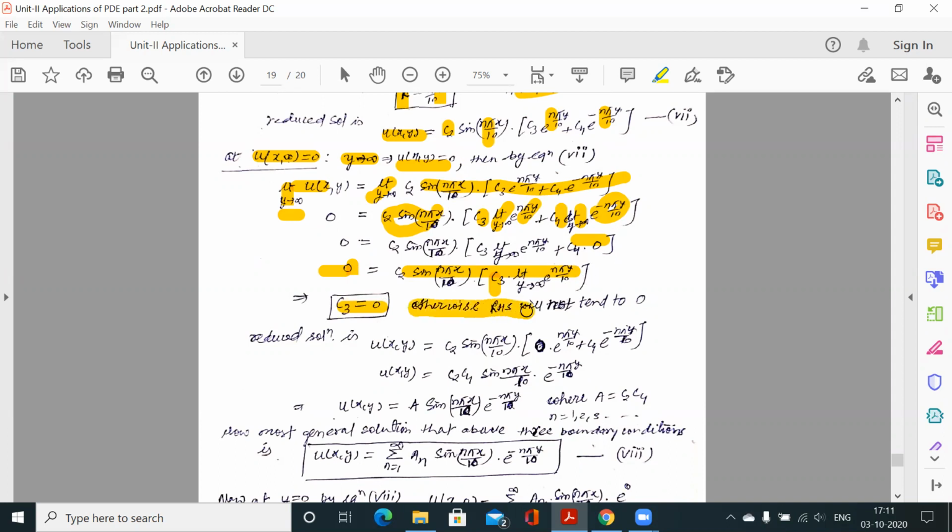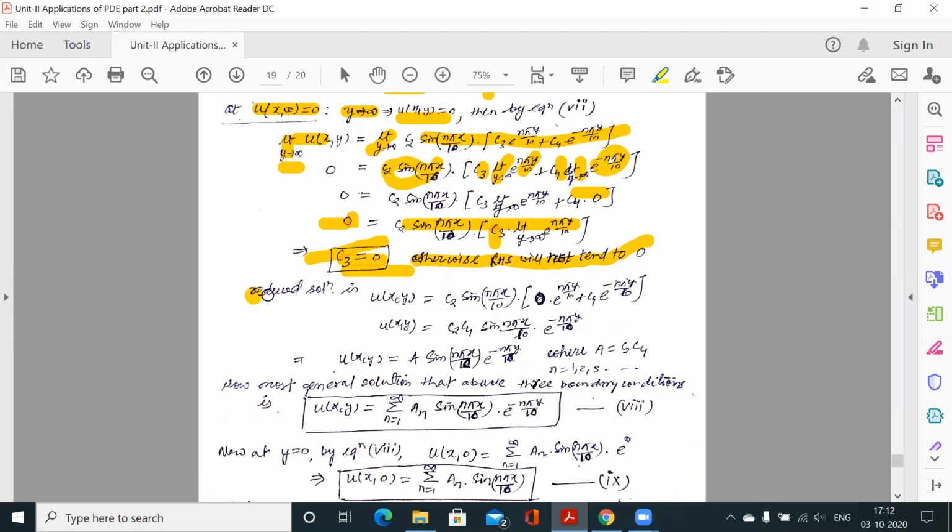Otherwise the RHS will not tend to 0, because the left hand side is 0, so the right hand side must also be equal to 0. And this is 0 only when c3 is 0, because this other term is tending to infinity. If this coefficient is 0, then everything will be multiplied by 0. So one possibility is that c3 is 0. So the reduced solution is, now we have made c3 0. So this is the reduced solution.